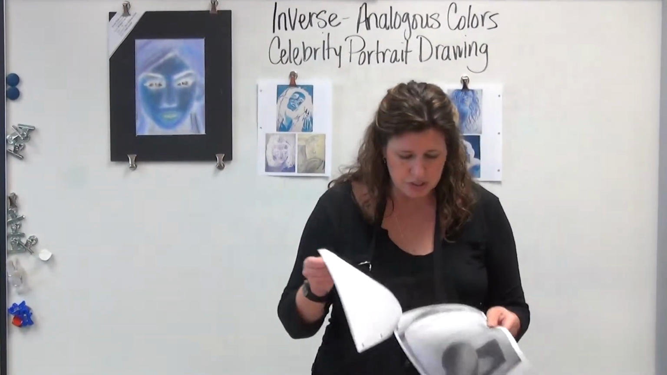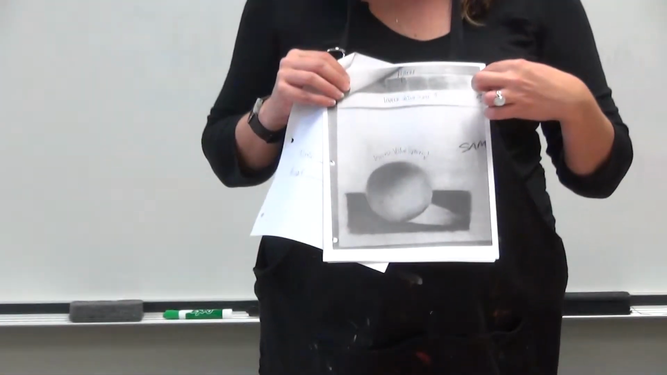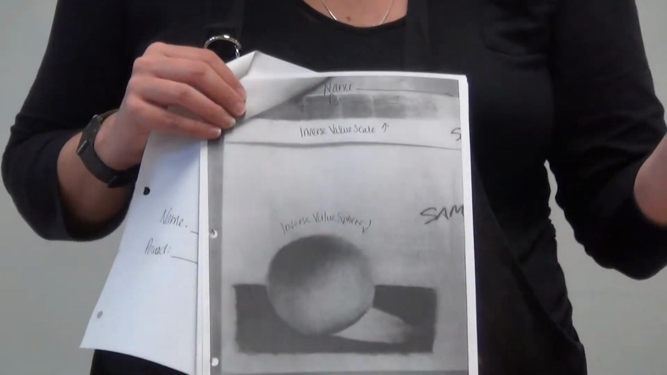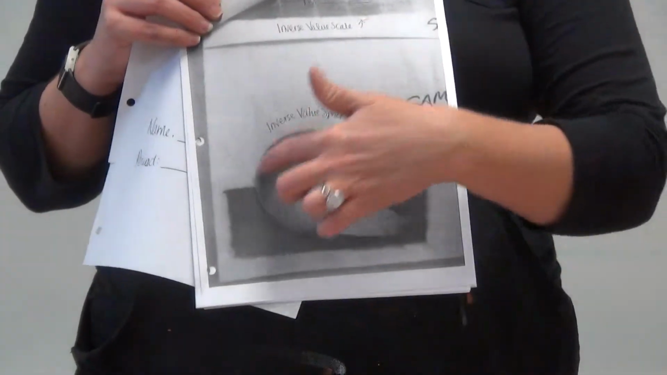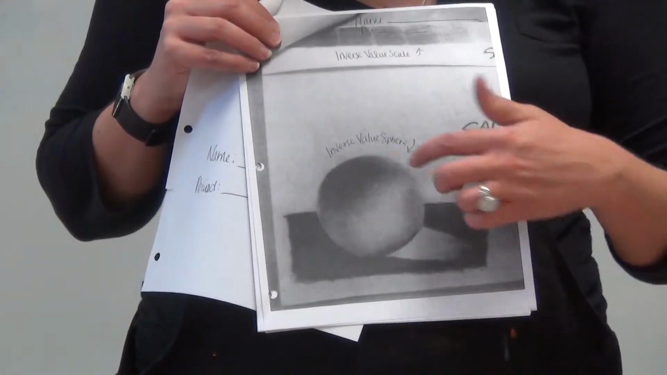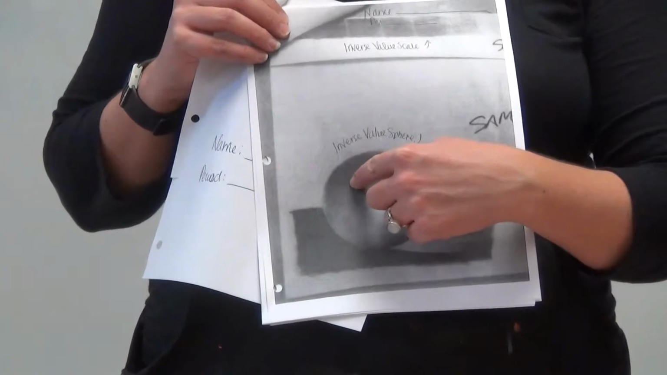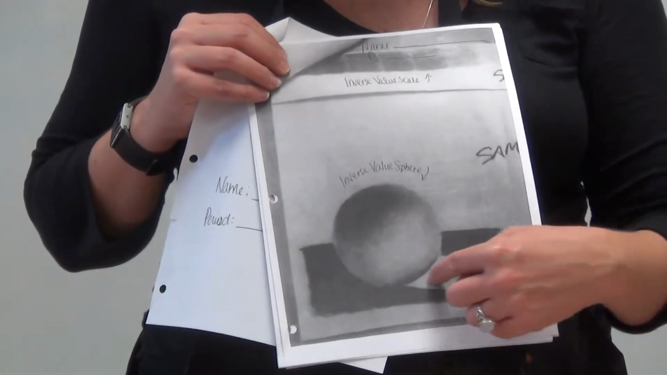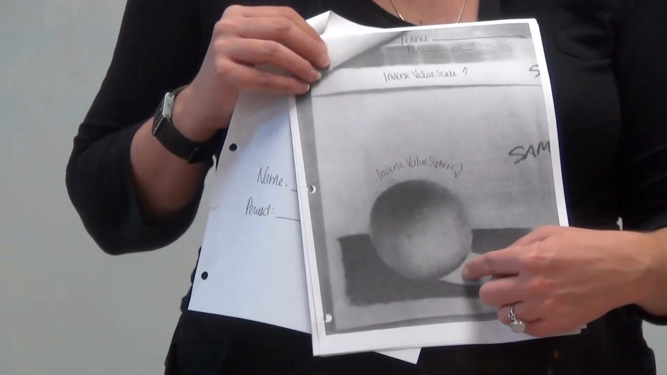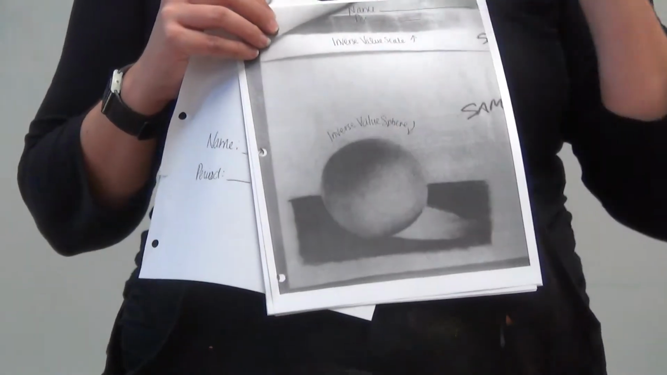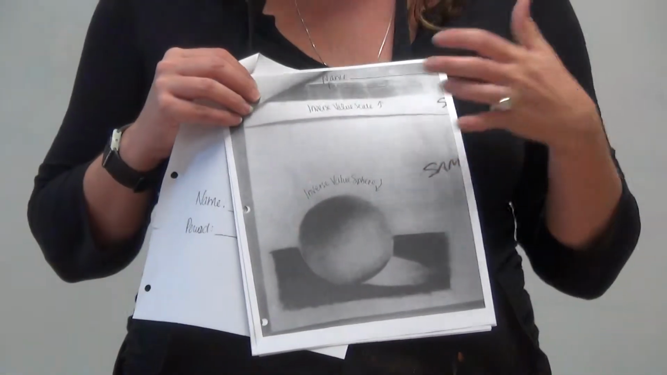The first page shows you an inverse value scale. All it means is that your 1, which is normally the lightest value, now becomes the 10, which is the darkest. You'll see it more in the inverse of the value sphere, where the light normally hits it, and it would normally be light, you're now looking at it dark. In the shadow, where it would normally be dark, you're now looking at it light. So you're just doing the opposite, the negative of everything.